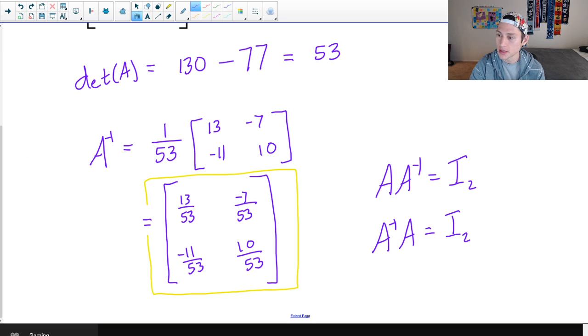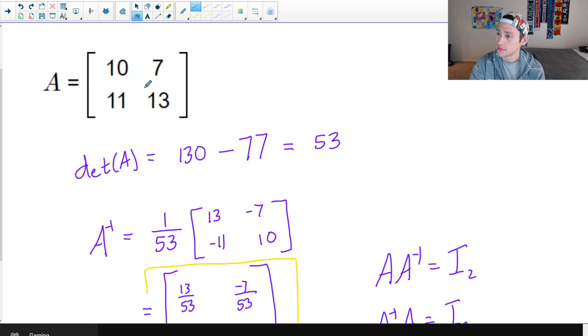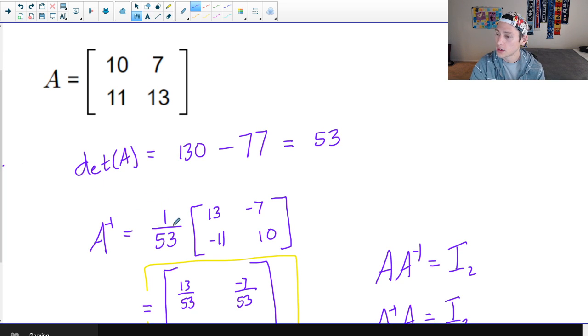Okay, so just a couple simple formulas. Right, so determinant, multiply these, minus, multiply these. Inverse, 1 divided by the determinant. Switch these places, put in a negative for these places.